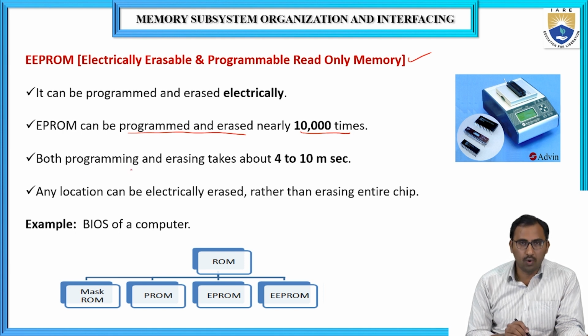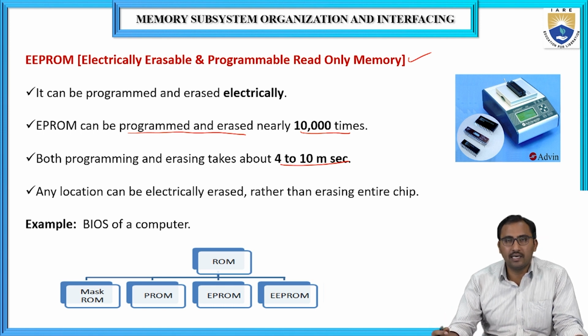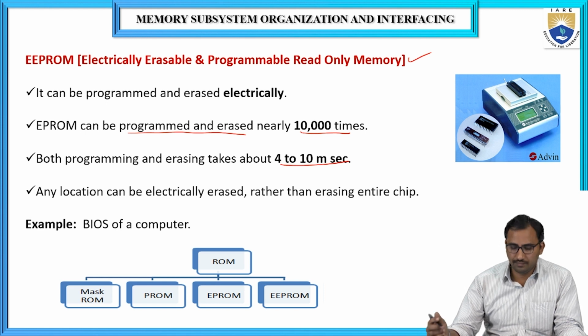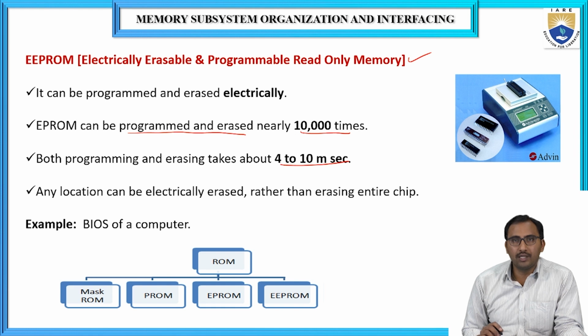Both programming and erasing take about 4 to 10 milliseconds. That means it is very fast. We can erase the data at a faster rate than with the EPROM, because the previous one, the EPROM, takes approximately 20 to 40 minutes to erase the entire chip, but here it takes only 4 to 10 milliseconds to erase the entire chip.